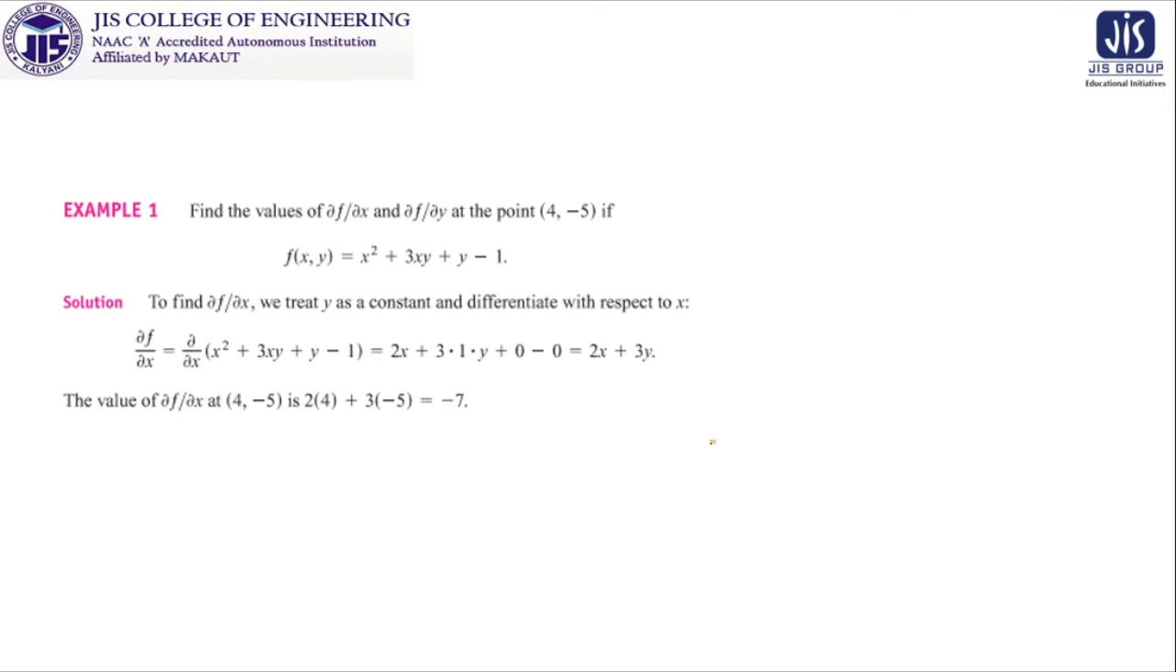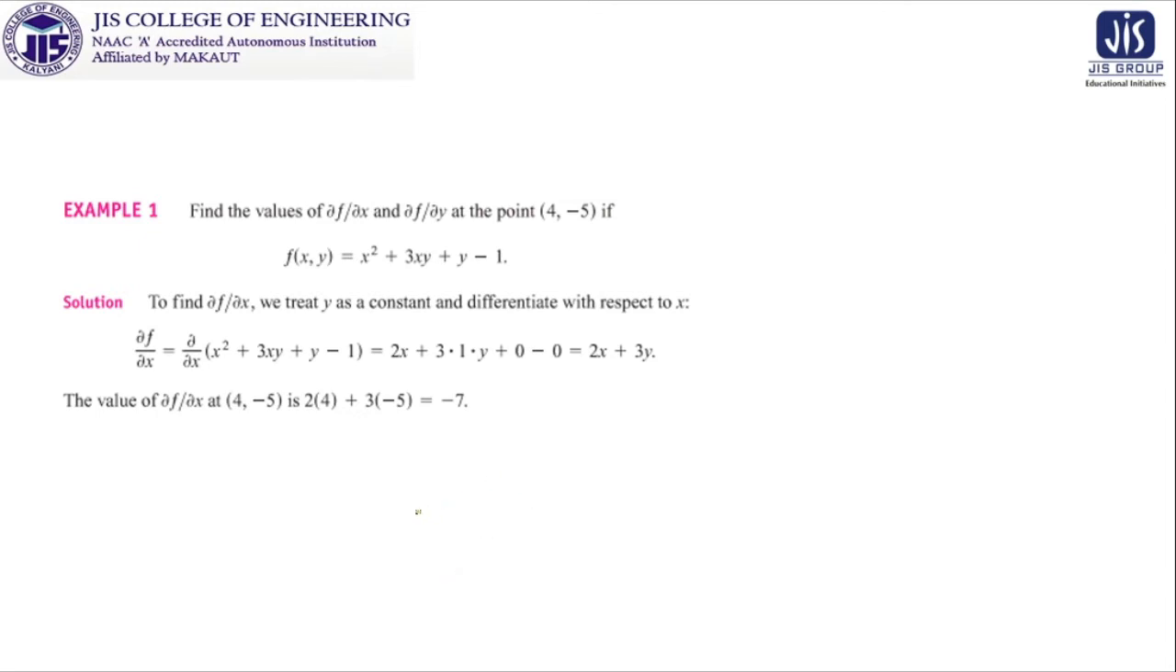So what we get now is the calculation part of this problem. The first problem asks us to find the partial derivative of f with respect to x and the partial derivative of f with respect to y at the point (4, -5), where f(x, y) is given as x square plus 3xy plus y minus 1.